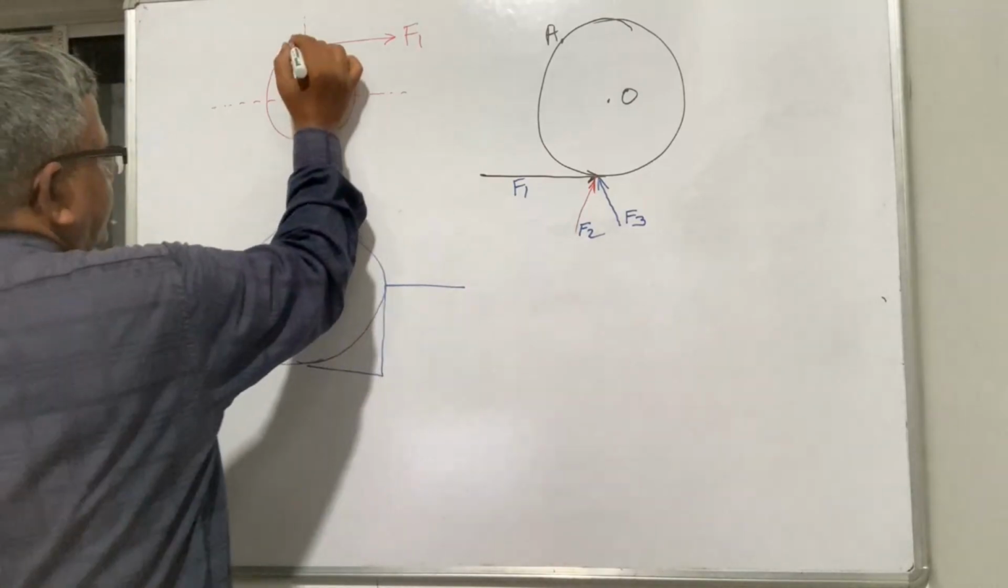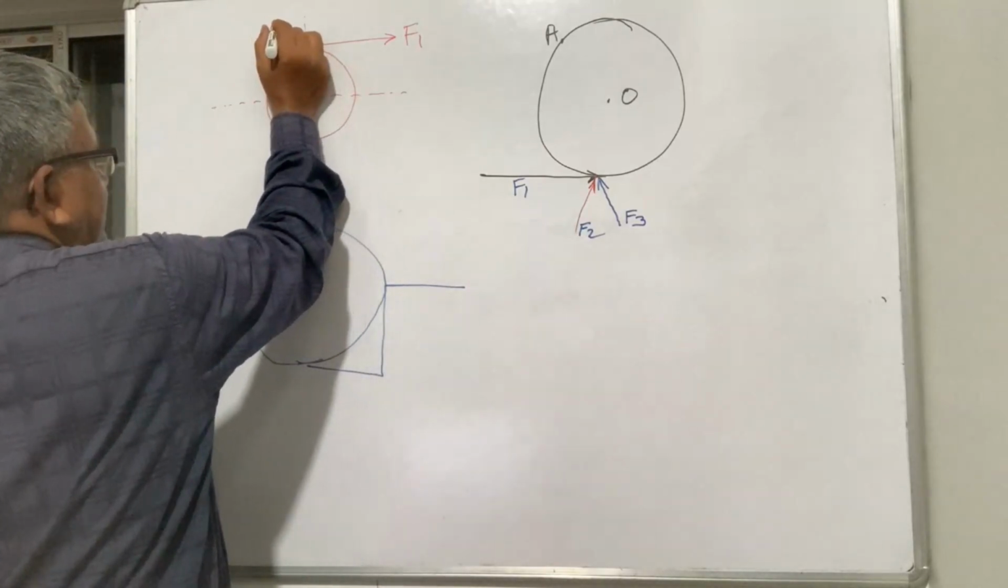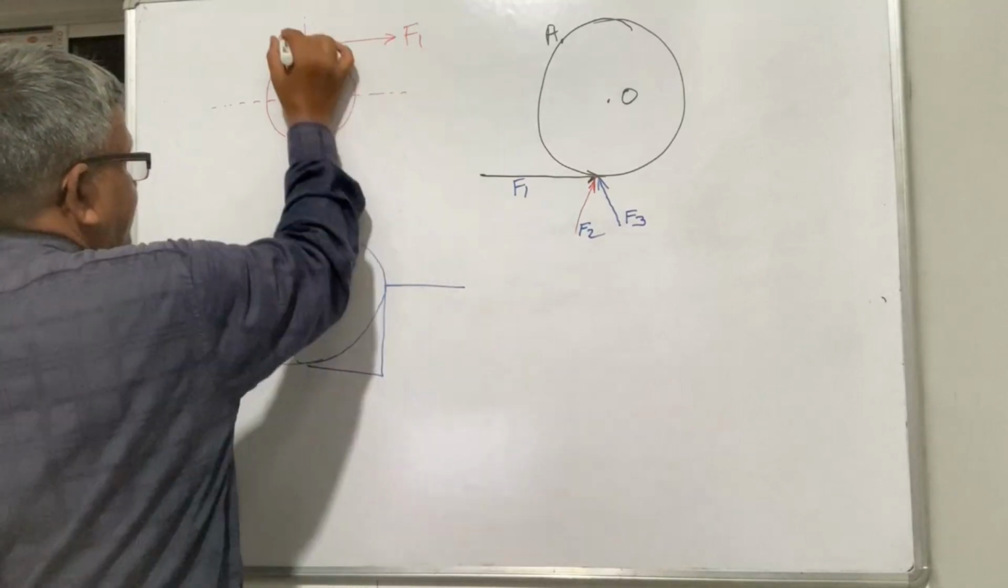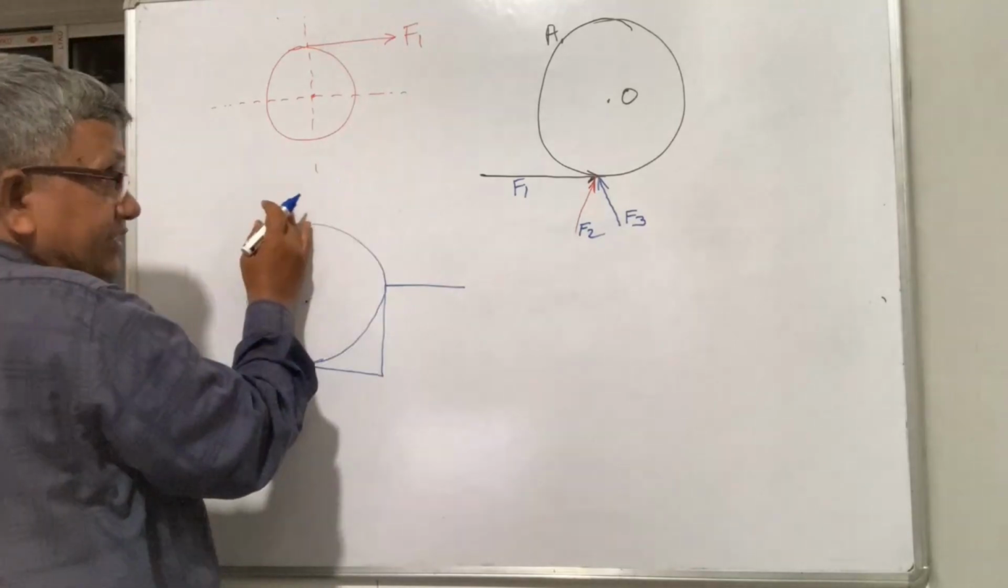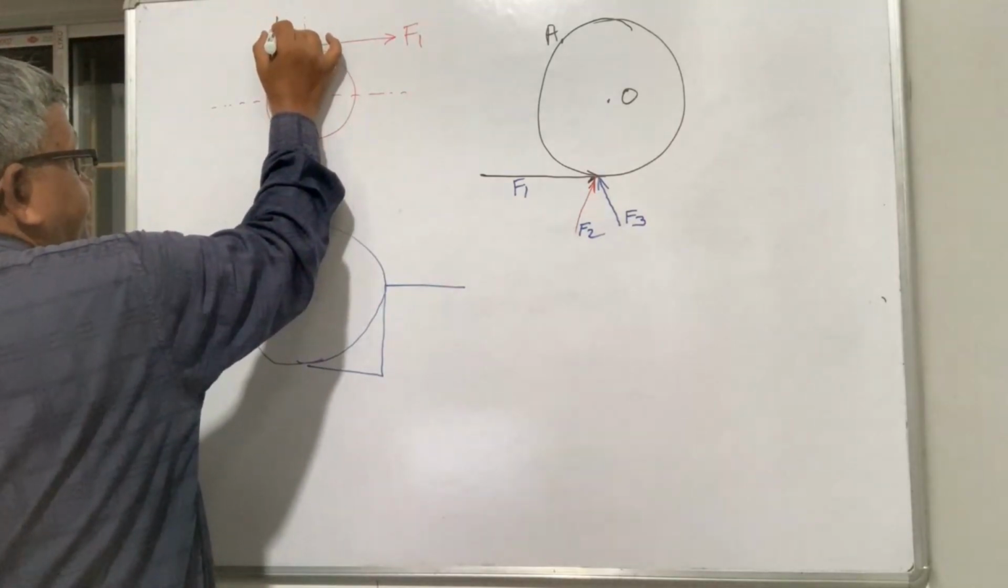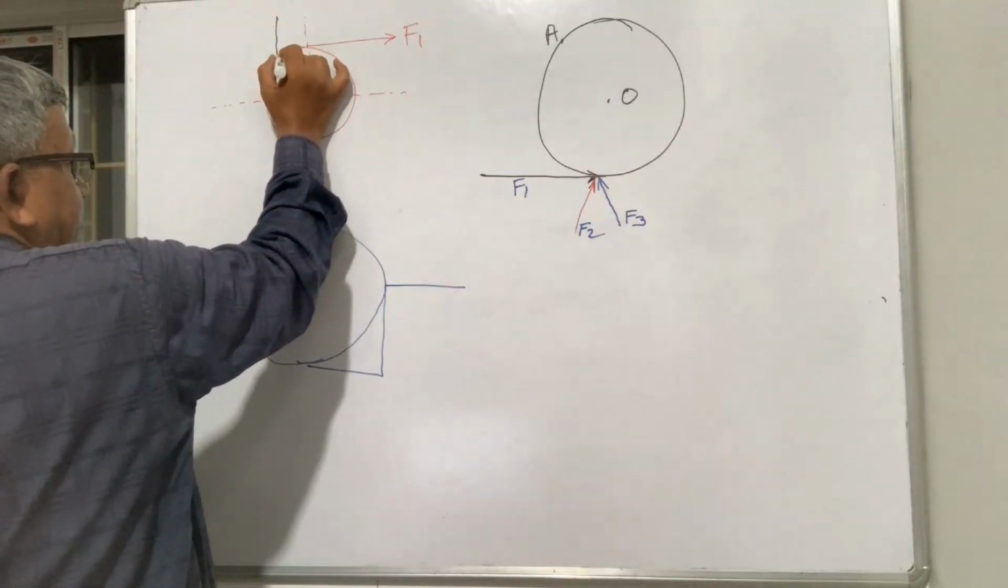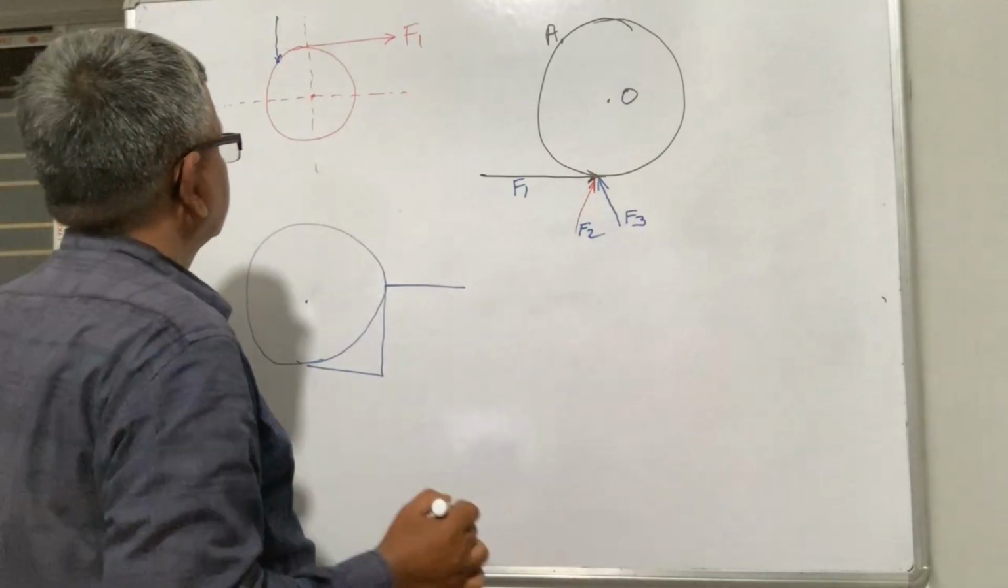Say I am giving the force, this is clockwise direction. If I give force here, this will be clockwise. So I have to give force here. F2.